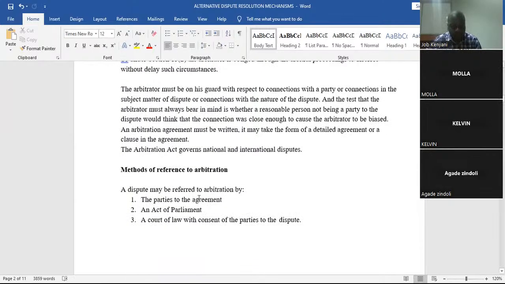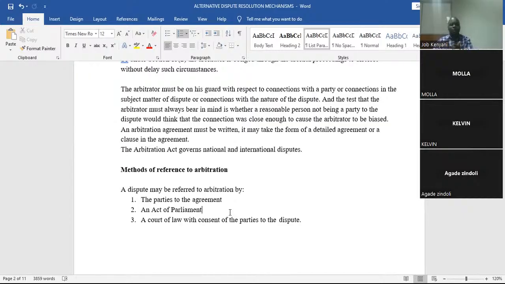So the dispute may be referred to arbitration by the parties to the agreement, by an act of parliament, or a court of law with consent of the parties to the dispute. This is how a matter can be referred to a tribunal, or basically an arbitration body. So the parties themselves, they can agree. As ABC and XYZ, you are not going to go to the High Court straight away. You can try to resolve our matter before the XYZ tribunal. So they go there, they try. If it doesn't work now, they go to the court.